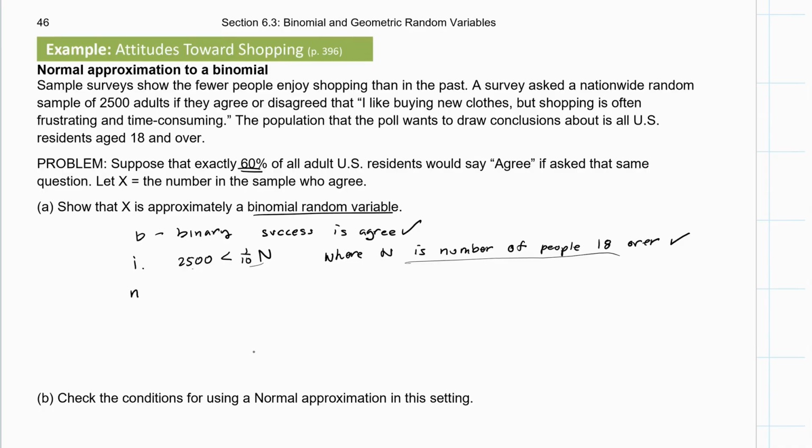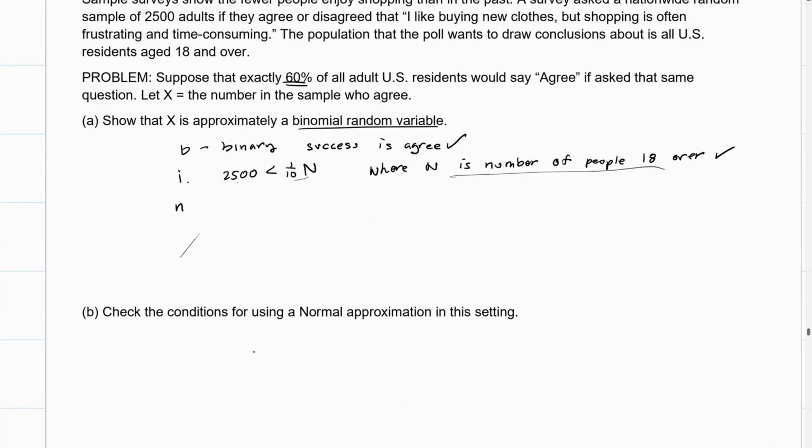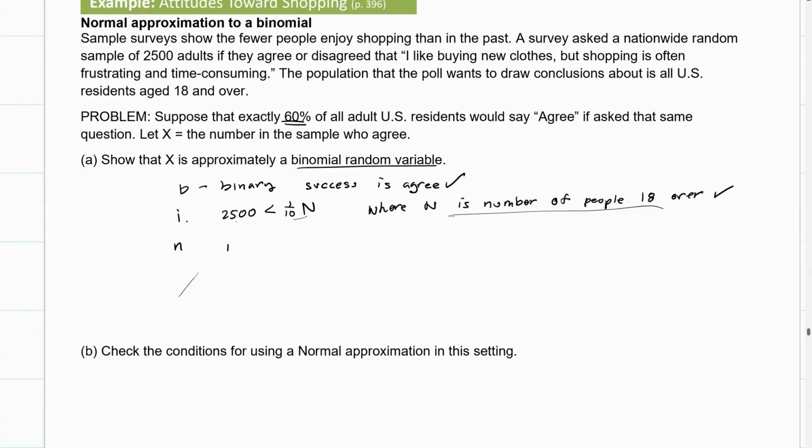Is there a set number of trials? Yep, the number of trials is 2,500. And is there the same probability for each trial? That is indeed, probability of success is 0.6. Again, we use this condition to check to see if we're independent enough. Now, do you think we might use the normal approximation? Well, let's find out.